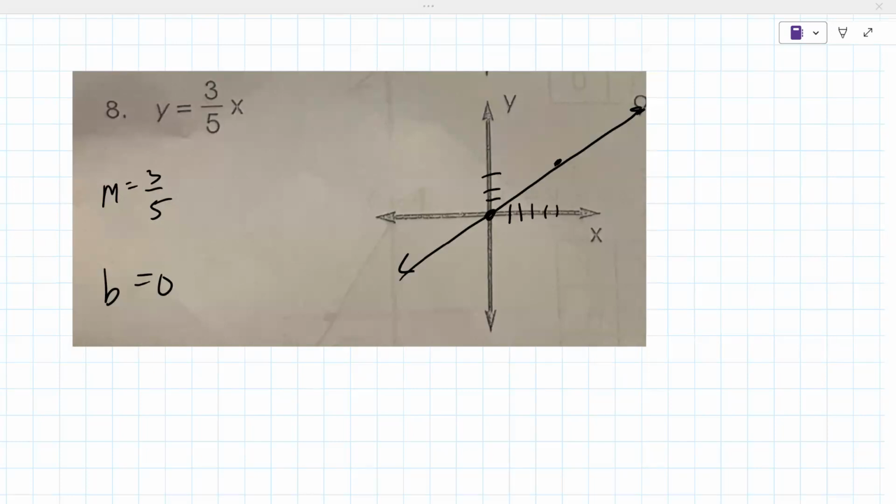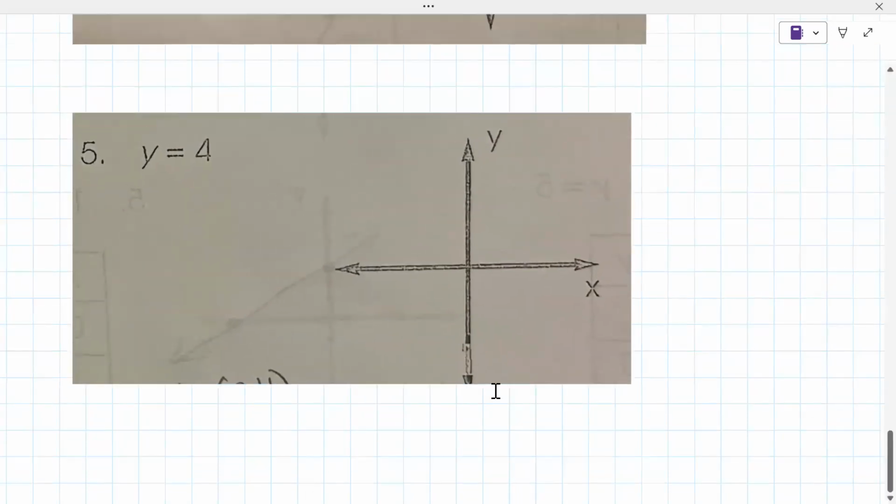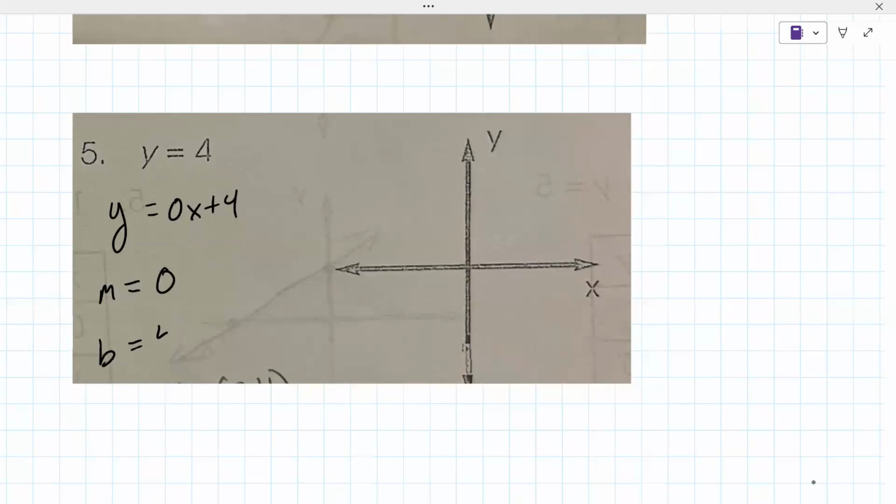I'm going to slightly rewrite it to help make it clear. So this is really the equation y equals 0x plus 4. So what is the slope? What is the B value? The slope is 0 and the B value is 4. Right. So this is a horizontal line. This is a special case. So you still start at 4, but you draw a horizontal line through it.